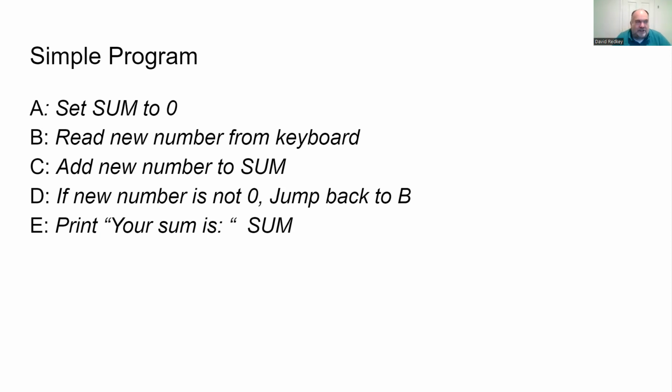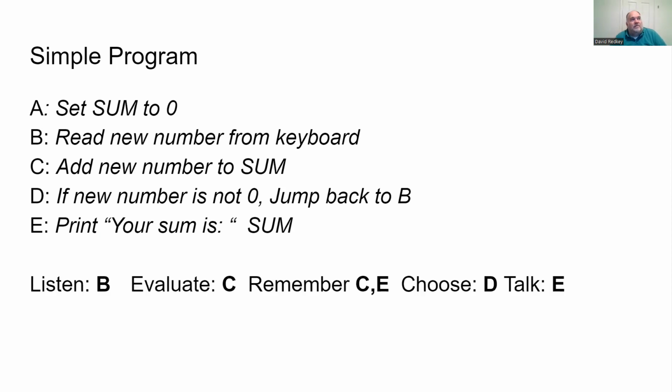All right, hopefully you had time to pause the video. So you could probably guess that we listen on line B, right? Because that line B is where we get information from the outside world. We read a new number from the keyboard. So far, so good. Now, where do we evaluate? Well, we evaluate on line C because we're adding the new number that we got to sum, right? We're evaluating a mathematical expression. That's an important thing that every computer has to be able to do.